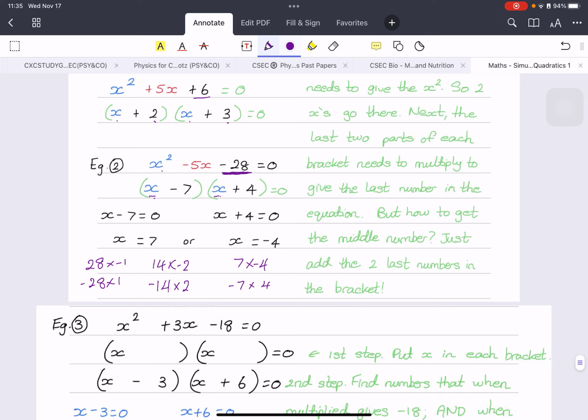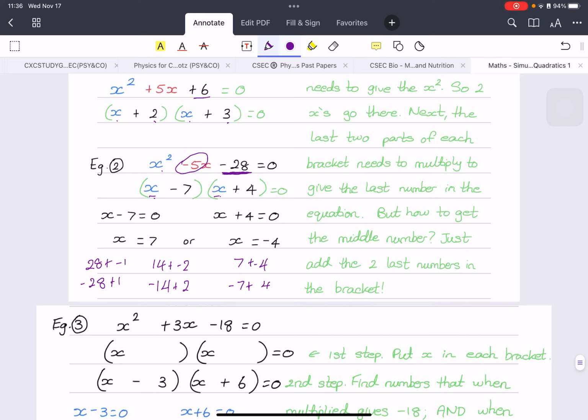However, we need to find the correct one that gives us minus 5 when we add them together. So let's do that now. Instead of multiplication, we are going to add these together. So you're going to put addition signs here instead.